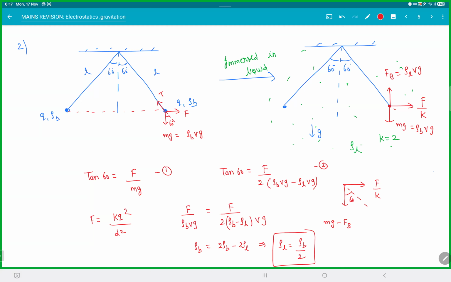Clear with that? Yeah, I think now most of you got it. So the catch in the question was that when you immerse the two charges in a medium, the force decreases. The mg doesn't decrease, but in the vertical direction, the force decreases because of the buoyant force. Clear with this? Fluid mechanics, Coulomb's law. This much level you should learn.